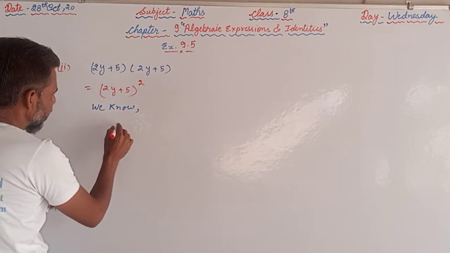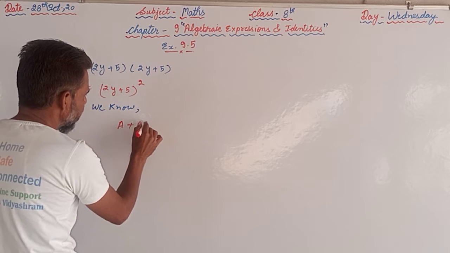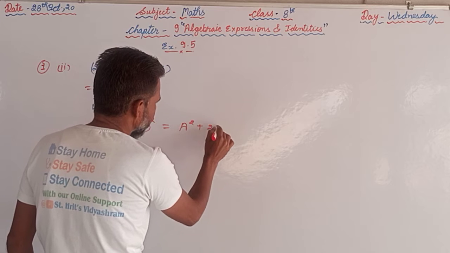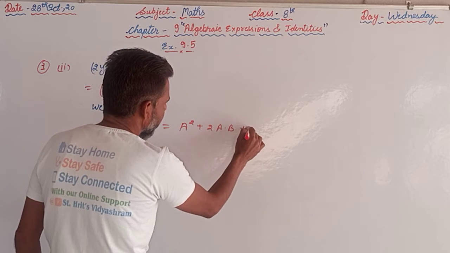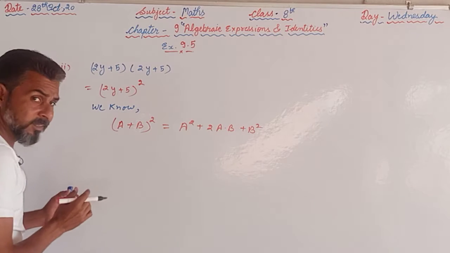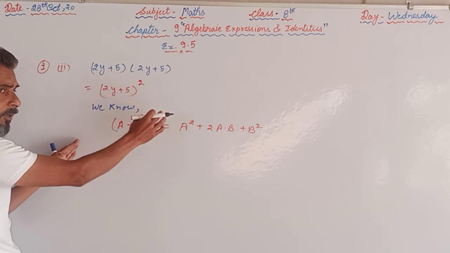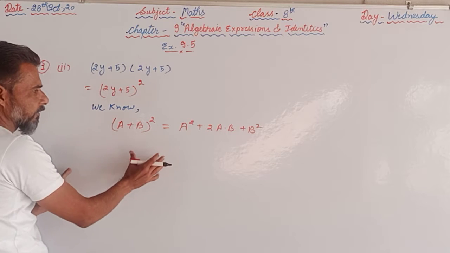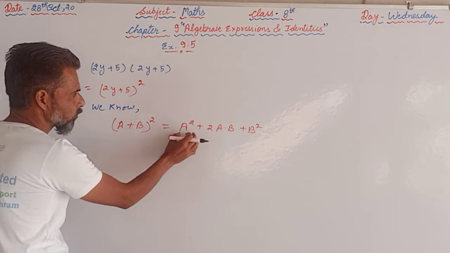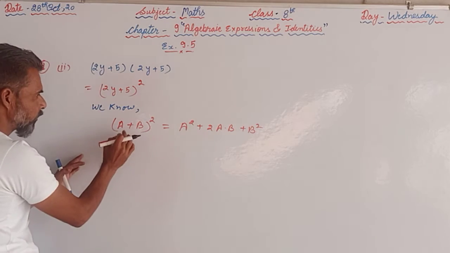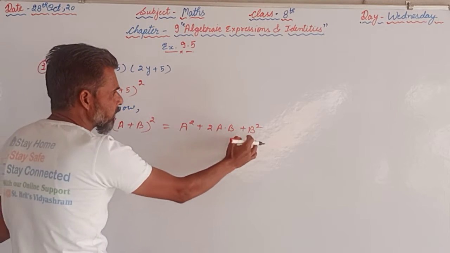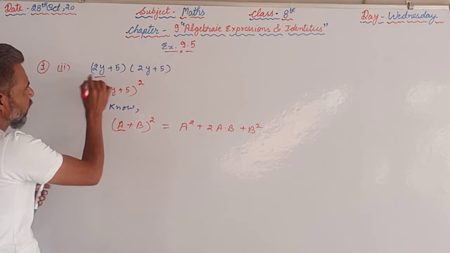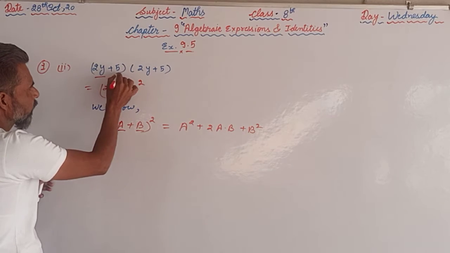that a plus b whole square is equal to a square plus 2ab plus b square. That is the identity. a plus b whole square means a plus b into a plus b. The same binomials, if we are supposed to multiply, then we have the formula for that: a plus b whole square is equal to a square plus 2ab, that is 2 into a into b, then plus b square, the last term. So in place of a, here we have 2y, in place of b we have 5.